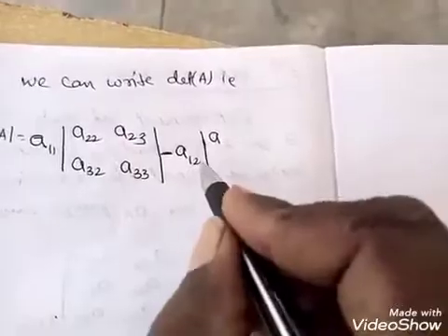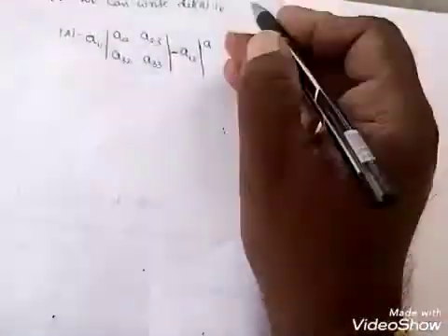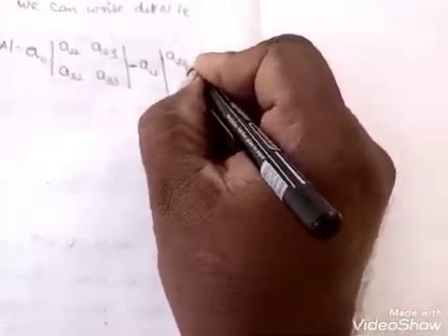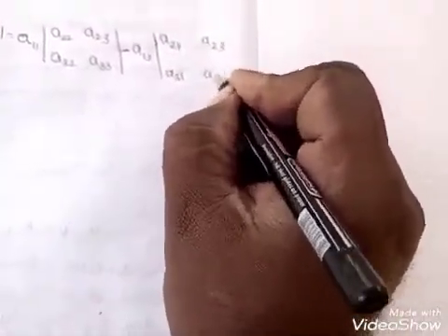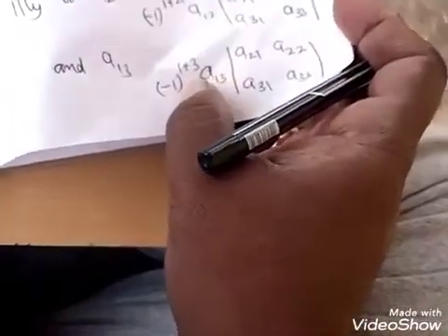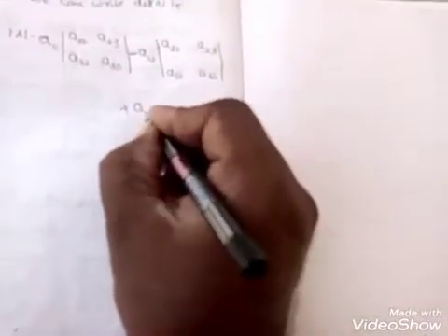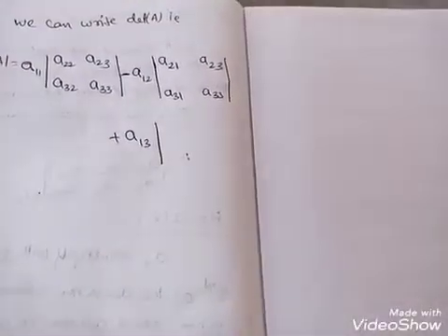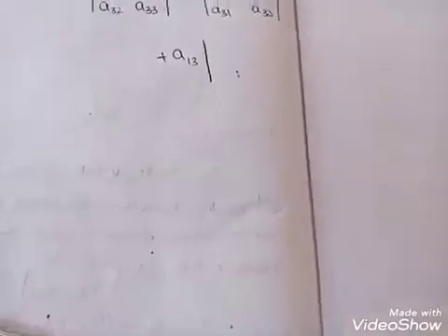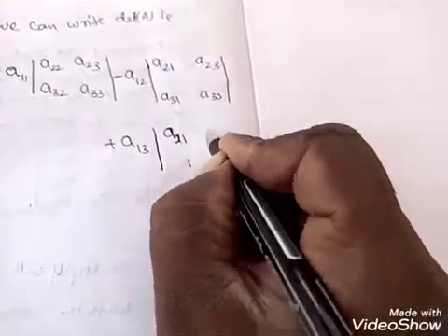So minus A12 into the determinant of A21, A23, A31, A33. Again, minus 1 power 1 plus 3: 1 plus 3 is 4, and 4 is even, so it is a positive. Therefore plus A13 into the determinant of A21, A22, A31, A32, which we have already obtained by removing the row and column.